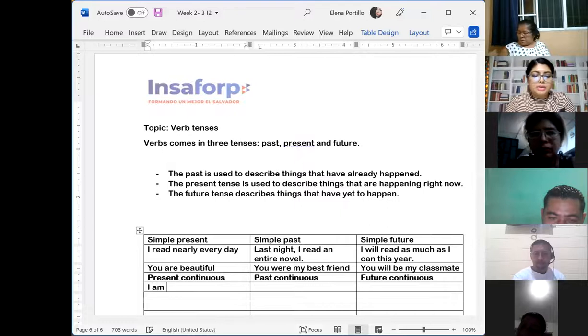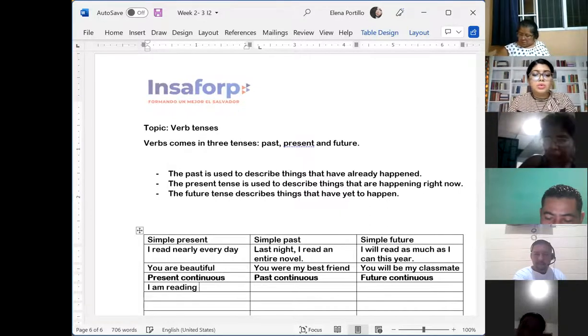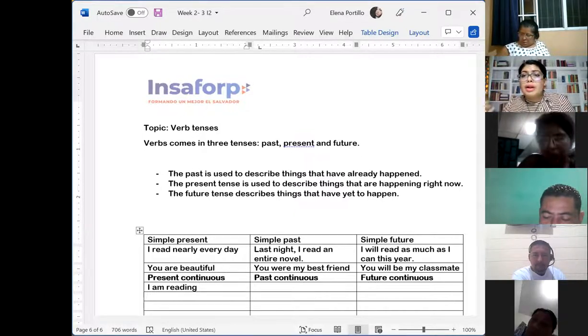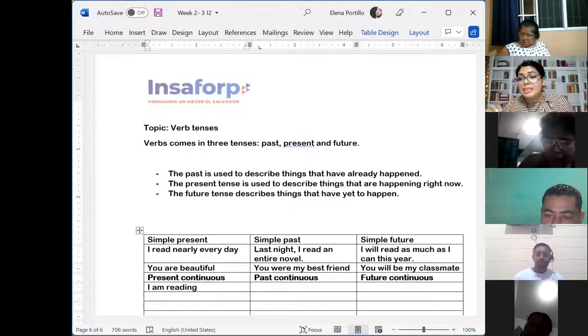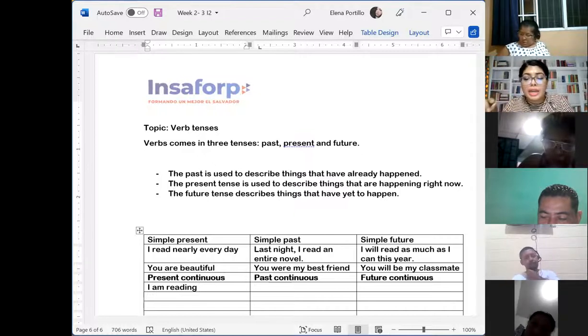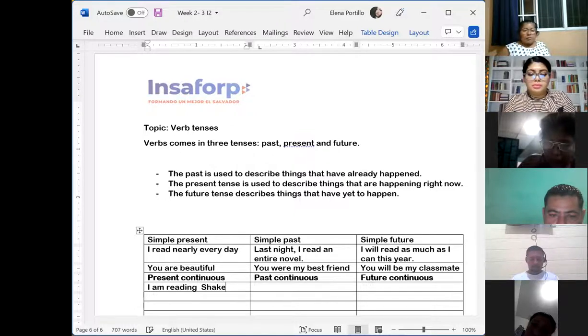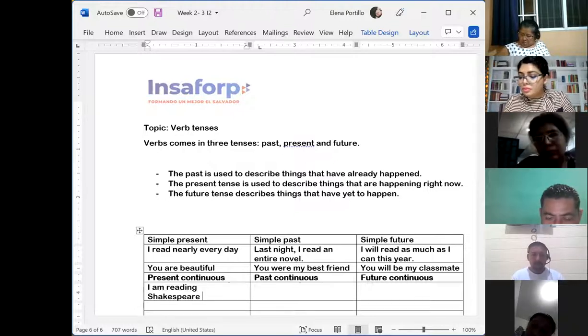I am reading. In this case, we are using the ing form of the verb. The ing form of the verb are the continuous part of these tenses. So in that case, we have the change in the verb, that is the ing, to create the continuous. I am reading Shakespeare at the moment.